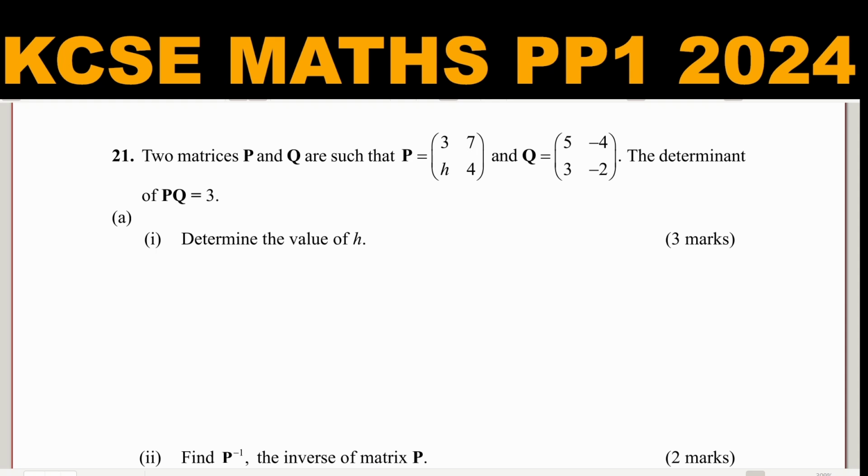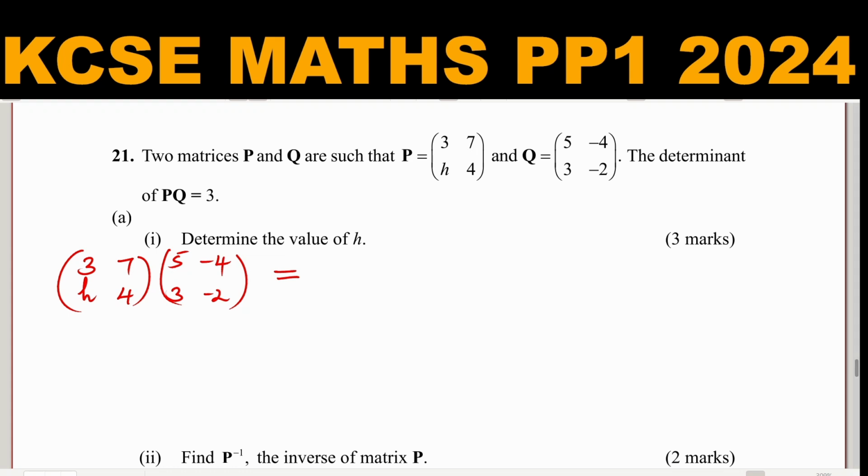Now you are already given the determinant of this matrix PQ, and you have matrix P and Q. So you need to get the product. PQ means you get the product of matrix P and Q. So you multiply them. So let's get the product. P is [3, H; 7, 4], multiplied by Q, which is [5, 3; -4, -2]. That is the product PQ.